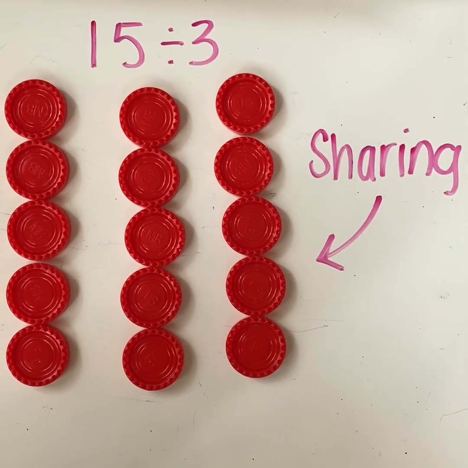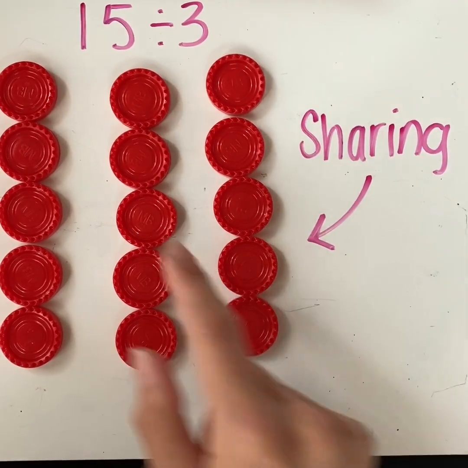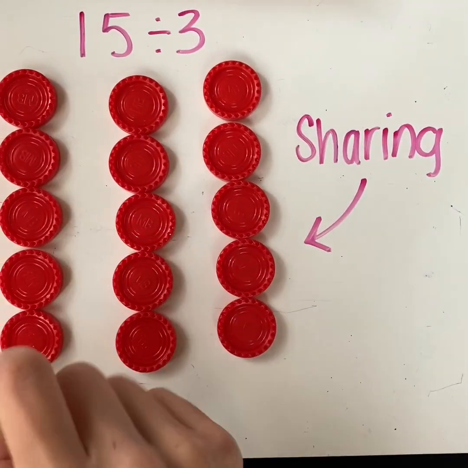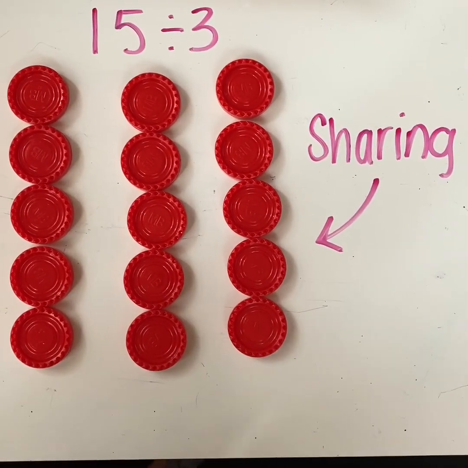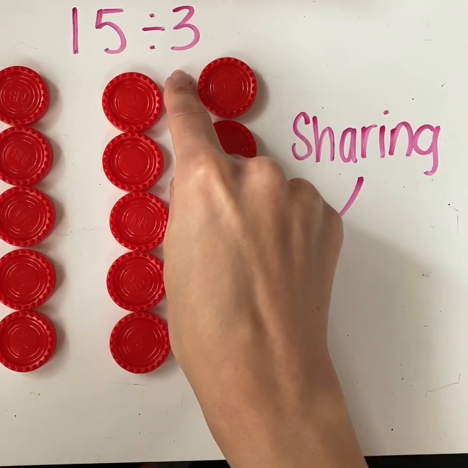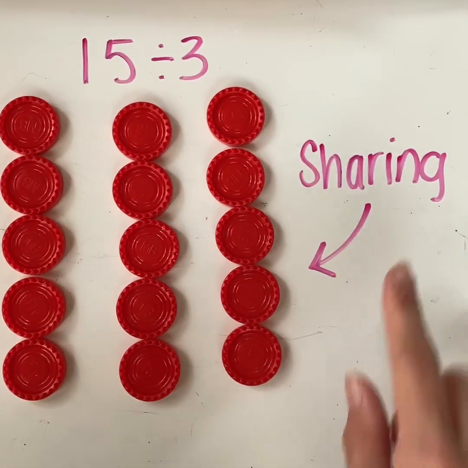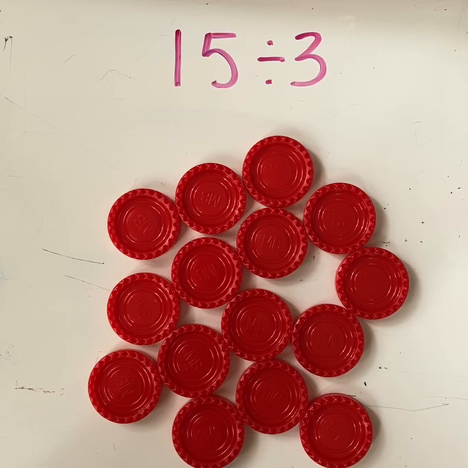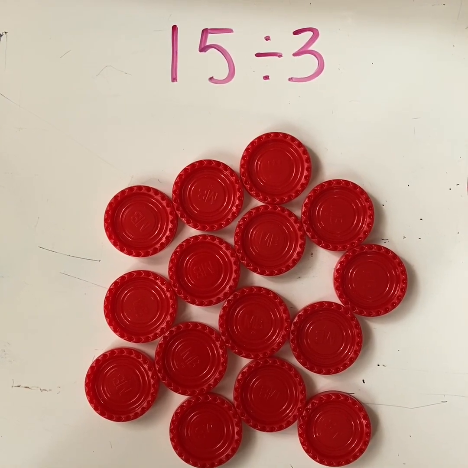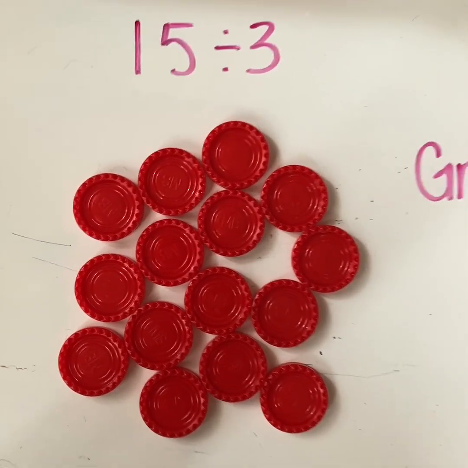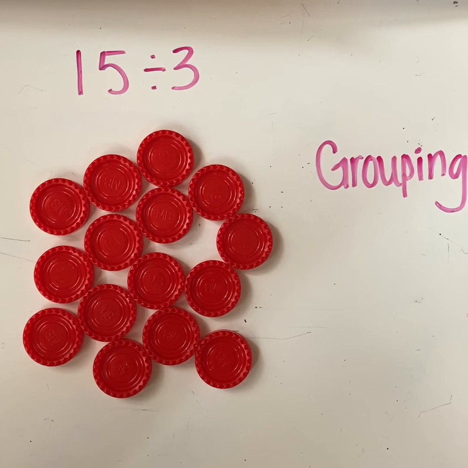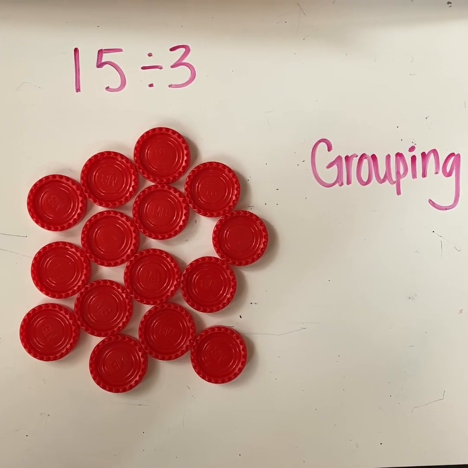The reason why is because the total number of objects, 15, is shared out evenly among a certain number of groups, and in this case, 3. So I have 3 groups, and I've taken all 15, and I have shared them. Now, there's another way to interpret this same problem. It's called grouping. Let's take a look here and see how we can group these.